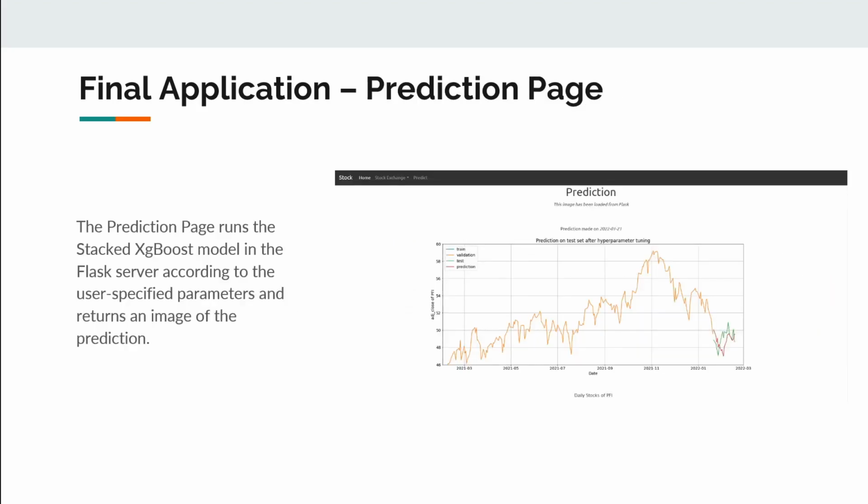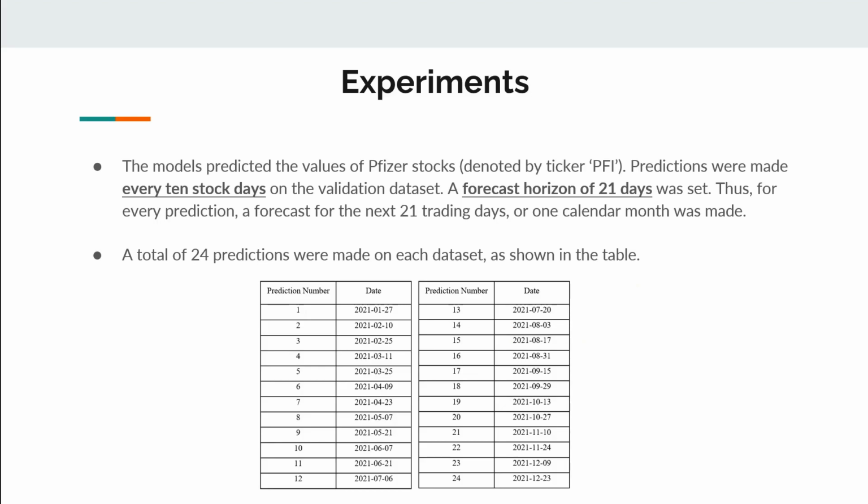So this is a prediction page which runs the stacked XGBoost model in the Flask server according to the user specified parameters and returns an image of the prediction, as it can be seen in the image. So now we talk about the experiments on how we implemented the XGBoost model. The models predicted the values of Pfizer stocks denoted by the ticker PFE. Predictions were made every 10 stock days on the validation dataset. A forecast horizon of 21 days was set. Thus, for every prediction, a forecast for the next 21 days or one calendar month was made. A total of 24 predictions were made on each dataset as shown in the table.